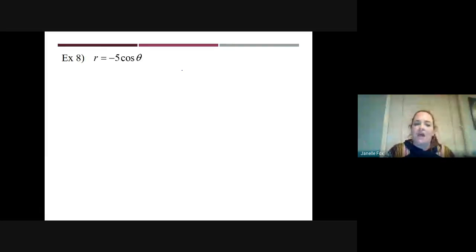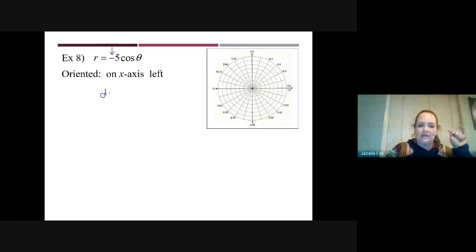Okay, so here we go. This says r equals -5 cosine of theta. Okay, it's oriented on the x-axis because it is cosine. Because of this negative right here, it's going to be towards the left. Okay, how big are we going to make the diameter? I actually want you to write this down. I don't think I actually put this on here, but go ahead and write this down. The diameter is going to be equal to 5.